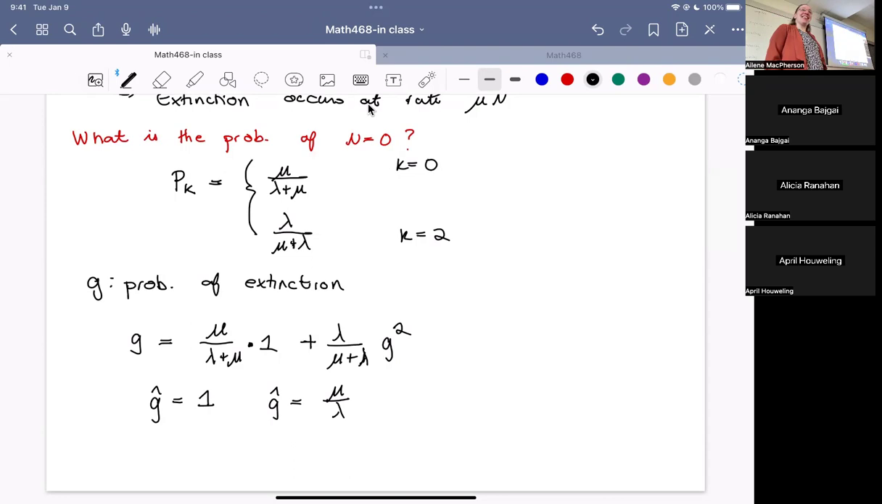I don't know if it's a question, but something about the probability of extinction, the way it's formulated, bugs me in a sense. If we're defining G as the probability of extinction, the solution to this could be any real number. If mu is greater than lambda, then we're saying there's greater than 1 probability.